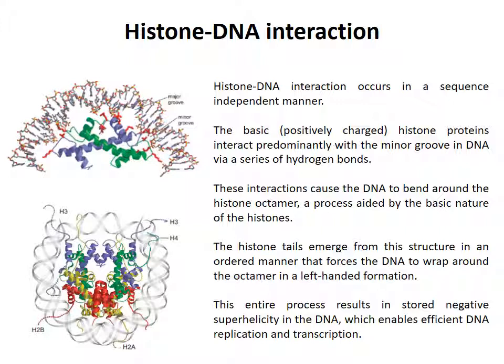Now you might ask, well, why on earth is it so important that the DNA wraps around the histone octamer in such a precise and ordered way? Well, one of the advantages of wrapping the DNA around the histone in this manner is that it generates something called negative superhelicity. And this negative superhelicity, or tension in the DNA as it wraps around the histones, enables more efficient DNA replication and transcription when the time comes to unwrap the DNA from these nucleosomes. It's got stored energy and stored negative superhelicity, which enables that process to occur more efficiently.